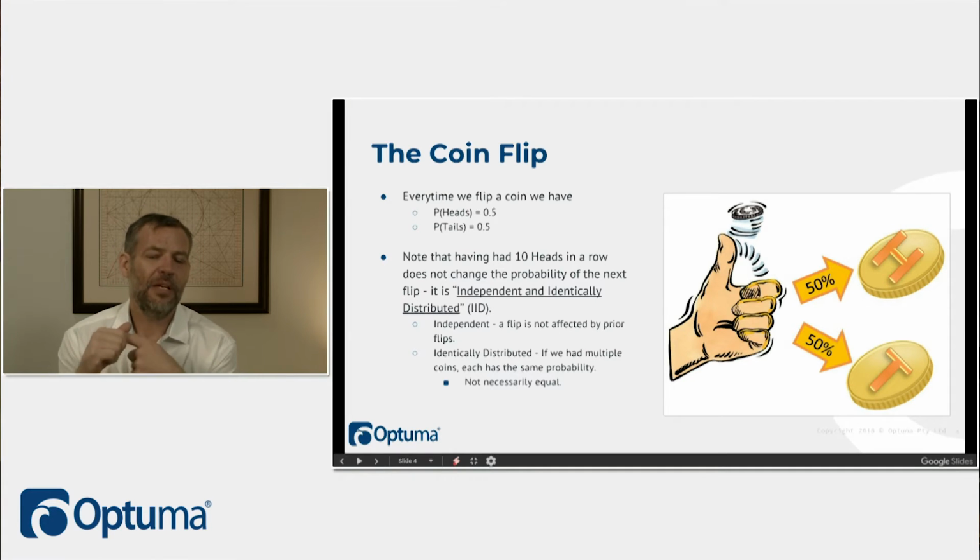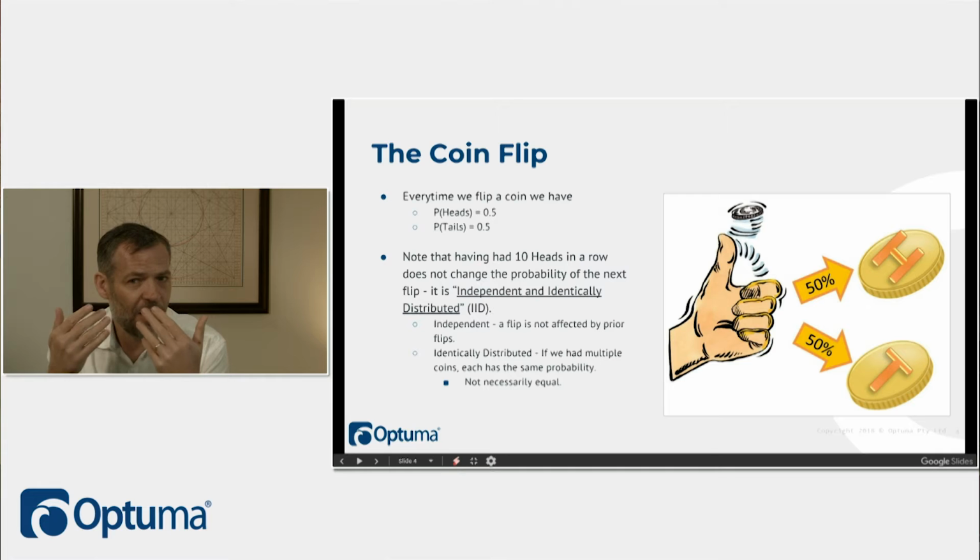So independence means that prior flips or prior trades have no effect on the current one. Identically distributed means that if I had two coins and I was flipping them both, that they are identical coins.